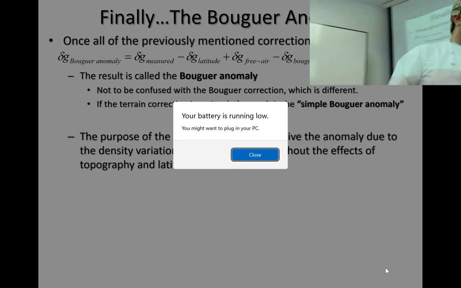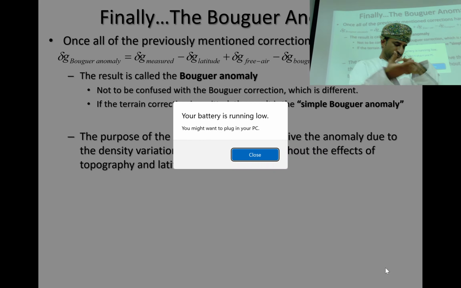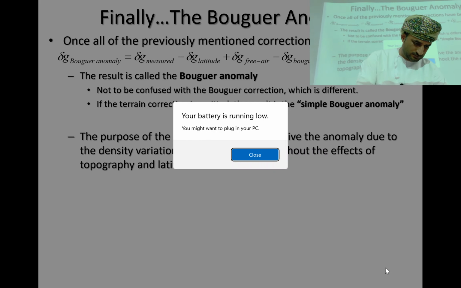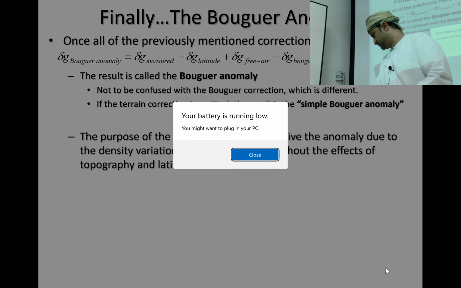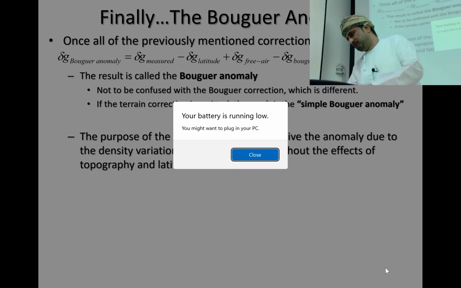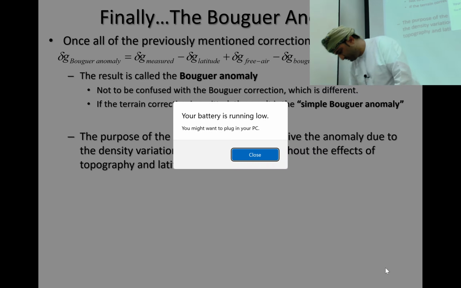So let me put this into the charger. If you keep recording, it drains a lot of battery.